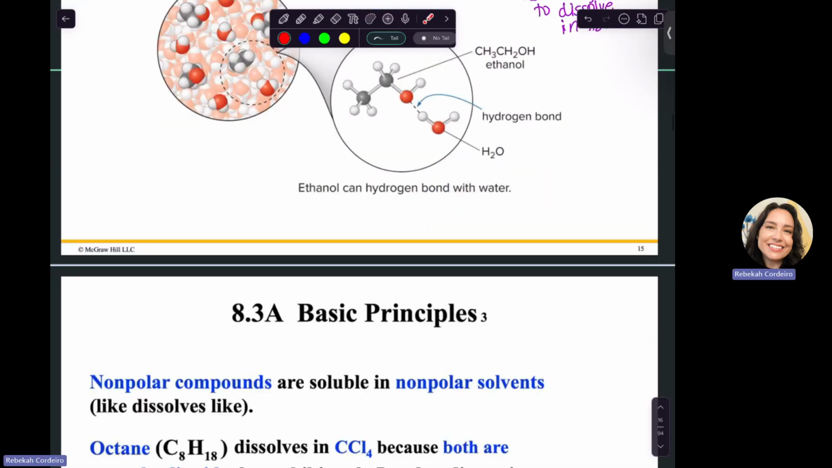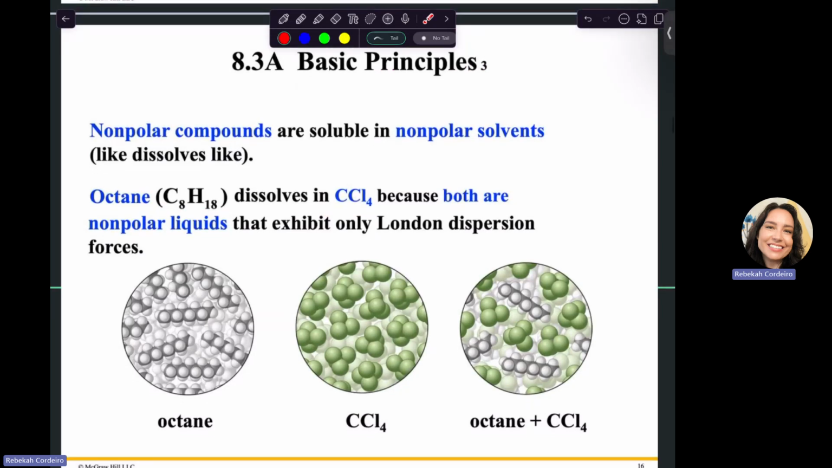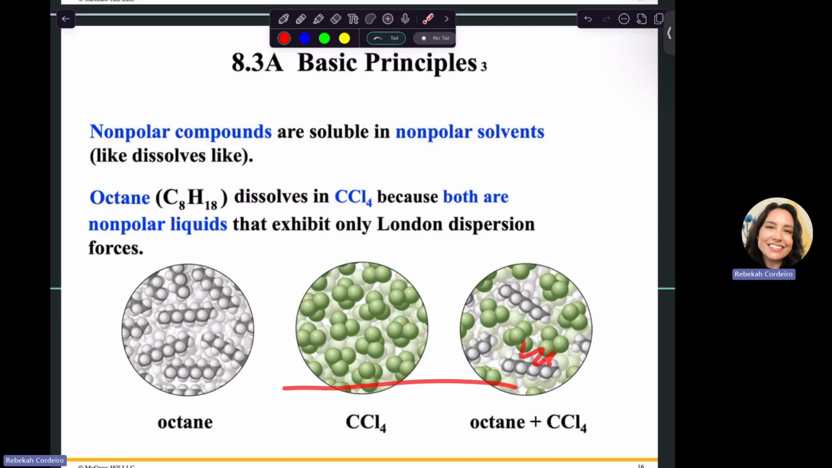Nonpolar compounds like other nonpolar things. So octane, which is nonpolar, likes carbon tetrachloride because it's nonpolar. They only have London dispersion, so they'll mix together because they understand each other. Like, oh, you only have London dispersion, I also only have London dispersion. And so they can mix together really well. But octane and water are not going to mix because they're very different.